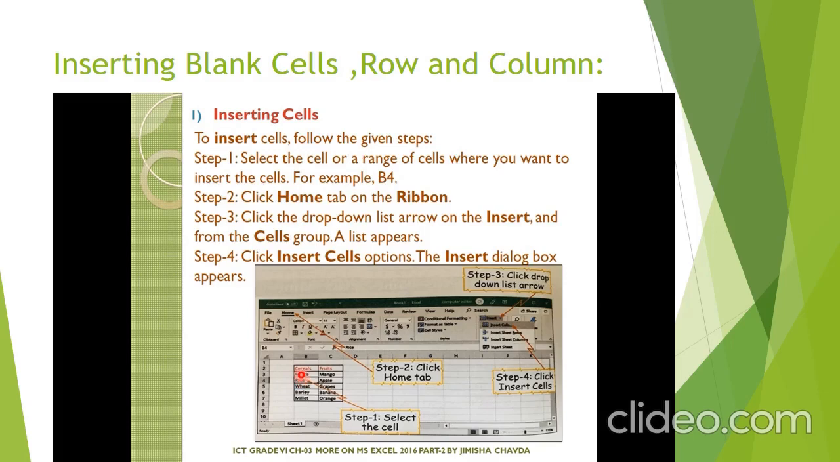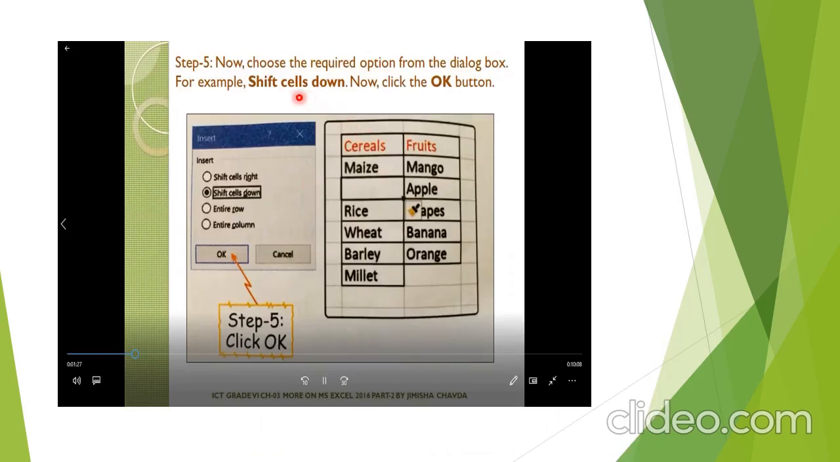So what is the process for that? Click the drop down list arrow on the insert from the cell group. On the insert, you can see we have already seen the cell group. Okay, and in the cell group there is an option available, insert cell. So under the cell group there is an insert drop down available. You just click on insert cell. So when you click on insert cell, the insert dialog box appears. You can see in my screen also.